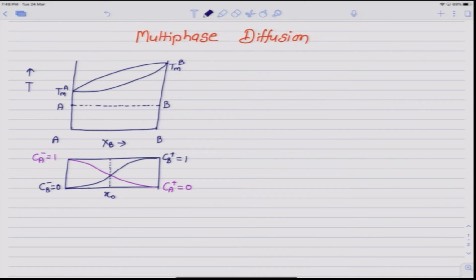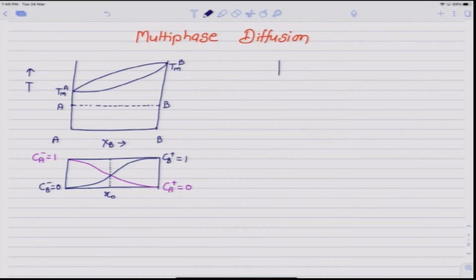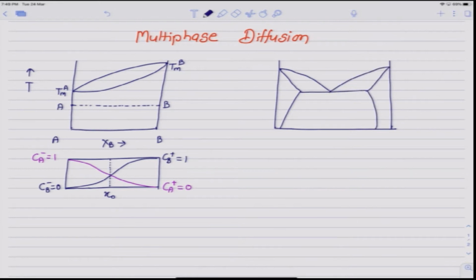What happens if there are more phases existing in the composition range of pure A and pure B? So, again the simplest of it is a eutectic system. So, let us draw a eutectic system with some solubility on both A rich side and B rich side. So, if I consider a diffusion couple between pure A and some alloy with composition XB1 at a temperature at which XB1 exists as single phase alpha.